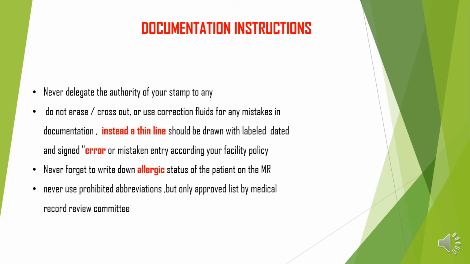Again, never delegate the authority of your stamp to anybody. Do not erase or cross out or use fluid or liquids for any mistake. So what will I do if I make a mistake in my entry? You have to put a thin line over the wrong word and put the word error, then correct it. Then you have to put your name, date, time, and signature with a stamp, stating that you made an error in the entry here and you corrected it. You don't have the right to erase, cross out, or use fluid for it.